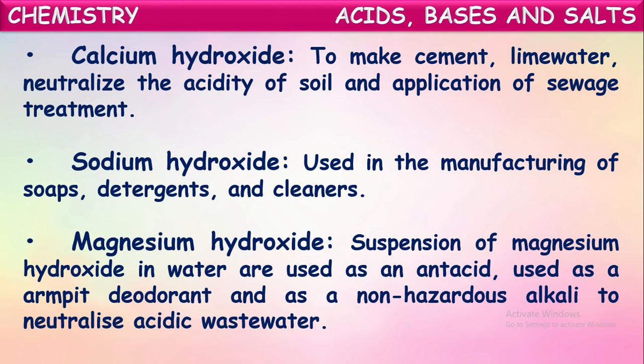People suffering from acidity use this magnesium hydroxide solution as medicine to get rid of the acidity. When it is taken, it reacts with the excess acid present in our stomach and neutralizes it. This magnesium hydroxide suspension in water is called an antacid. It is also used in making deodorants and as a non-hazardous alkali to neutralize acidic wastewater. So those are the uses of magnesium hydroxide.